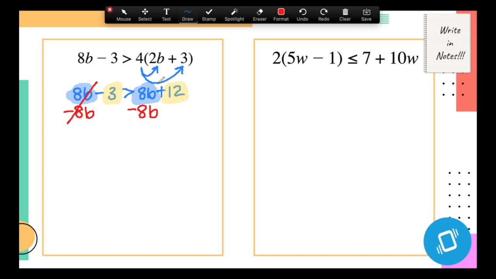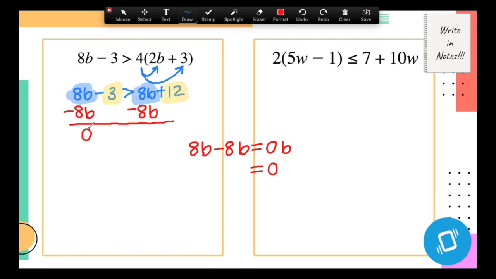it ends up canceling both of them out, because in the end we get 8b minus 8b, and that just equals 0b. 0 times b just gives me 0, so they both cancel out. And so I'm left with 0 minus 3 is greater than 0 plus 12. So in the end, I get negative 3 is greater than 12.